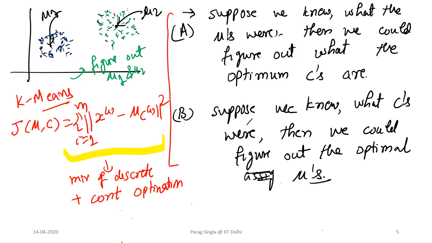This is why we have this two-pronged strategy of figuring out the c's given the mu's, which is step A, and we'll look at it later in the context of GMMs. This will be our E step, figuring out the cluster assignments given the centroids. And then the B step, which we will refer to as the M step, I'll explain them later, will be figuring out the parameters, or the mu's, given the cluster assignments.